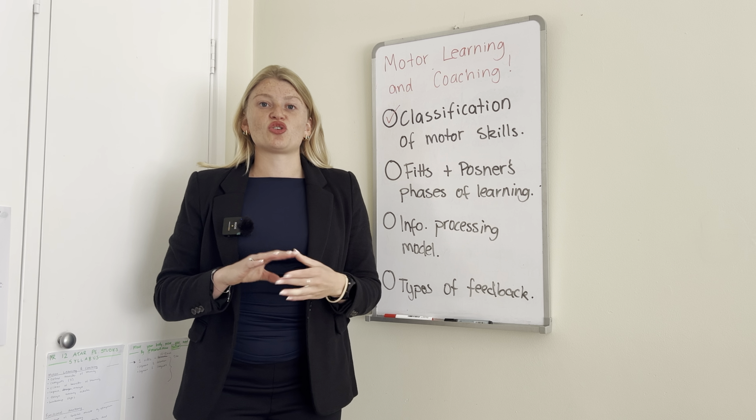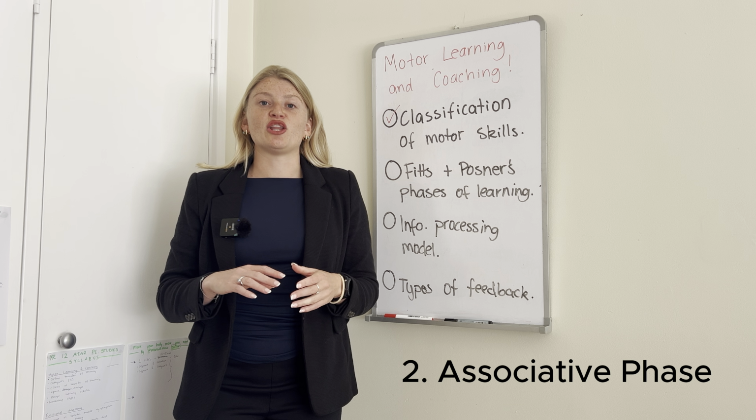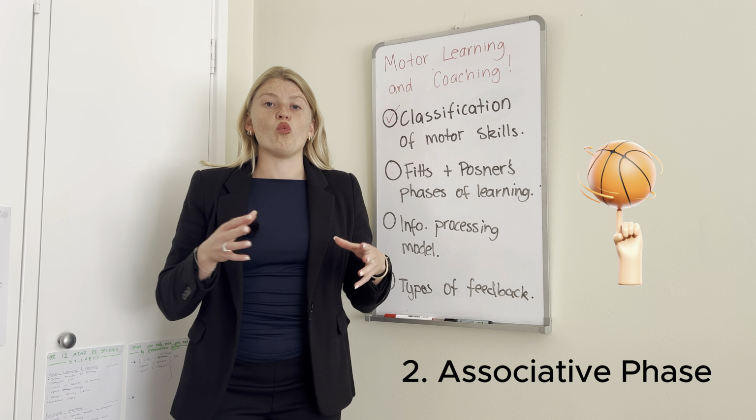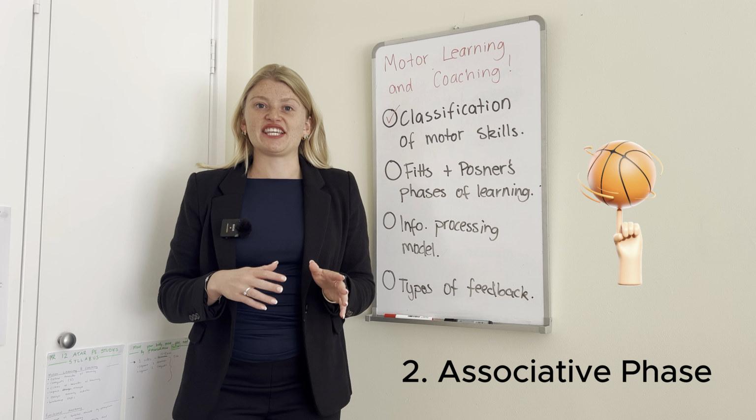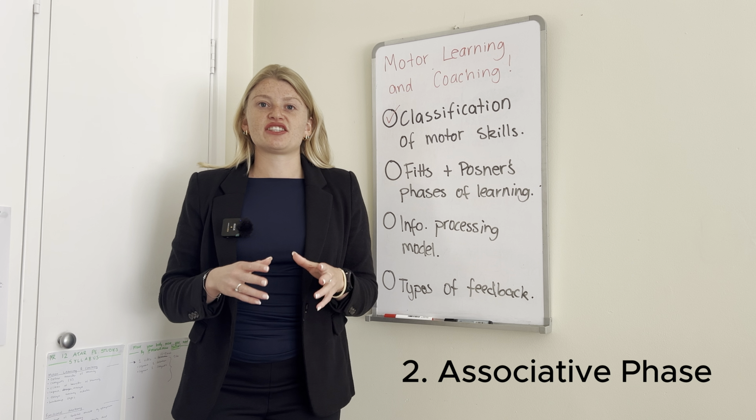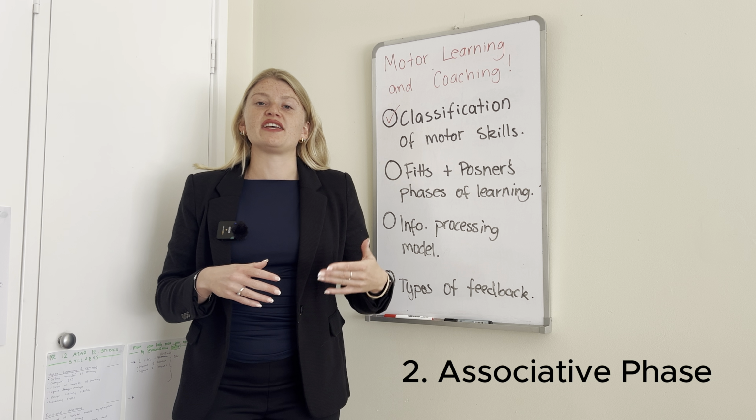Number 2 is the associative phase. Now this is learning how to do a skill. So they've learned what to do. Now they're learning how, and they're doing this by making errors and adjusting it themselves. They detect and adjust the errors themselves and improve their skills by themselves.